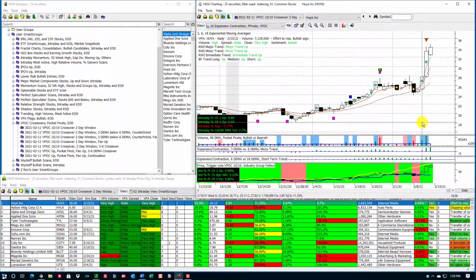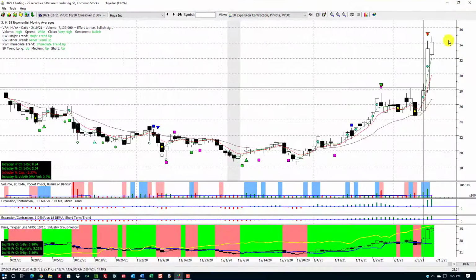Now I didn't put this together before Huya popped out of here, but boy, what a good trade that would have been. And you can see, just starting down here at the volume point of control, it went from negative, this is negative, to positive on this effort to rise. There was a pocket pivot. The 3-day went above the 6-day. You can tell that with the histogram right here. Why don't I enlarge this chart so we can all see it better?